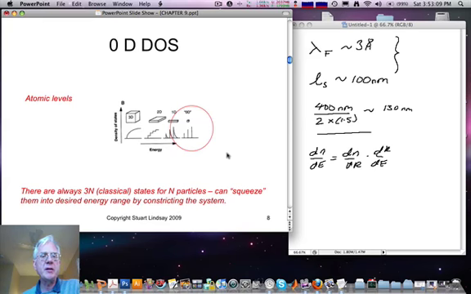And then of course in 0 dimensions one has simply a series of molecular states. The goal of density of states engineering by nanostructuring is to squeeze a larger number of states into some desired energy range in order to make a material do the desired thing.